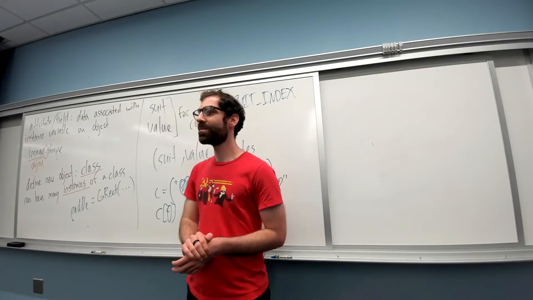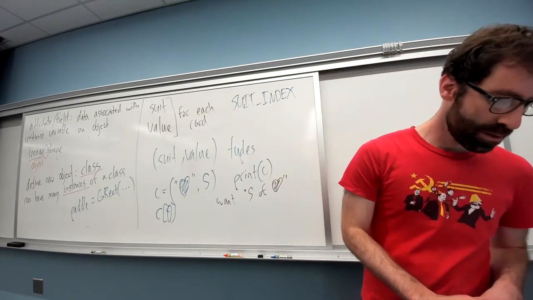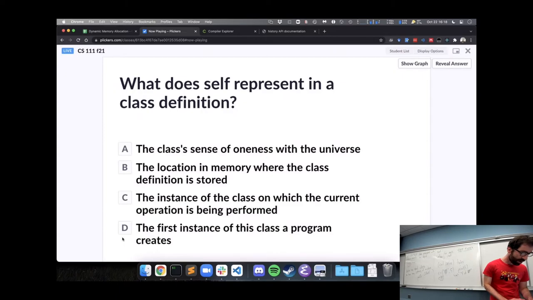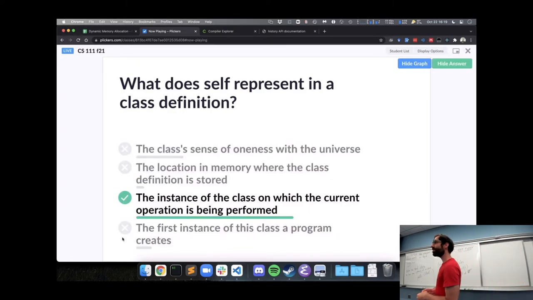Questions on this? All right, one more. What does self represent in a class definition? All right, big vote for a sense of oneness. I appreciate that. This will indeed be the instance of the class on which the current operation is being performed. So inside our method definitions, self is always going to be whichever object this method was called on. Questions about self?